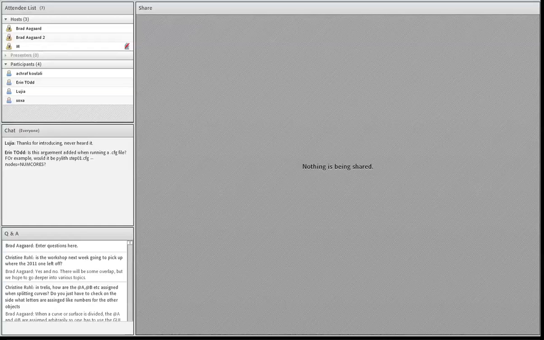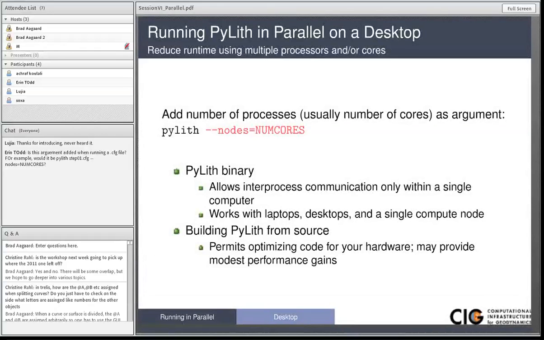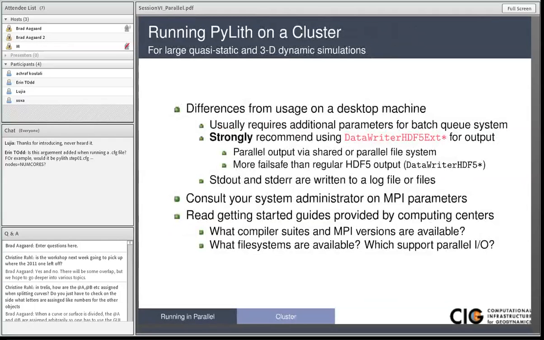So I think we're here. So here we are. We've finished running on a desktop. And let's talk about running on a cluster. What are the differences between running on a desktop machine and running on a cluster?